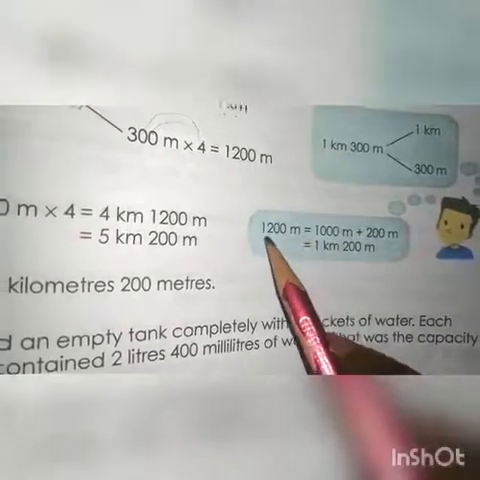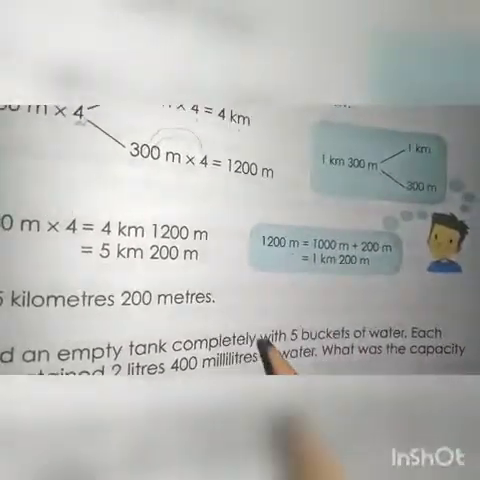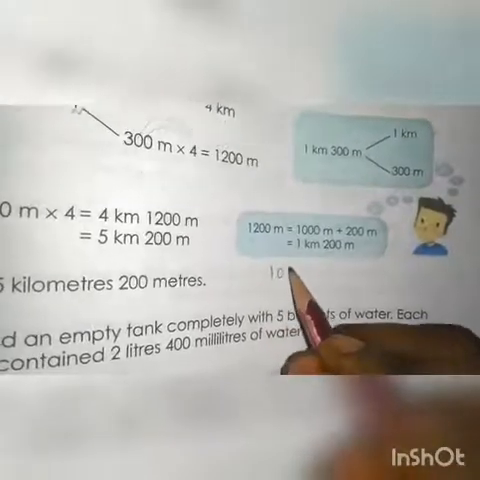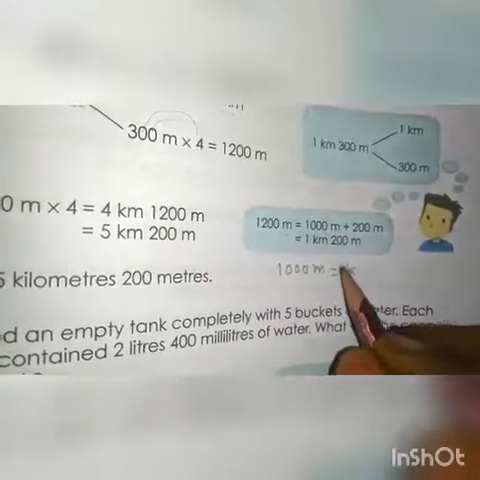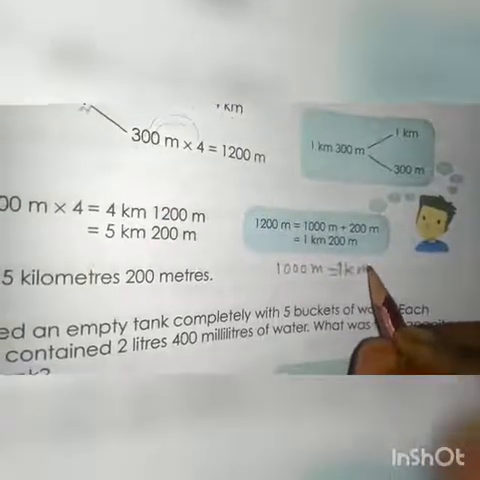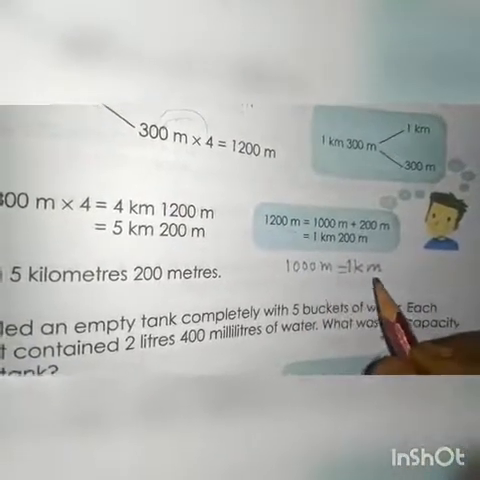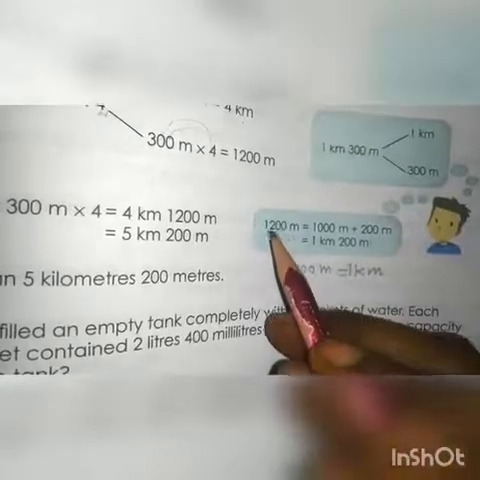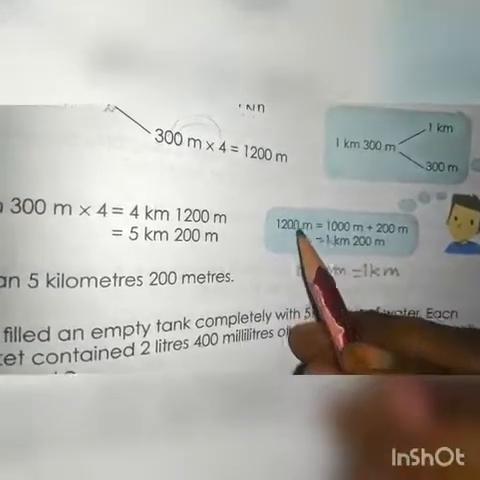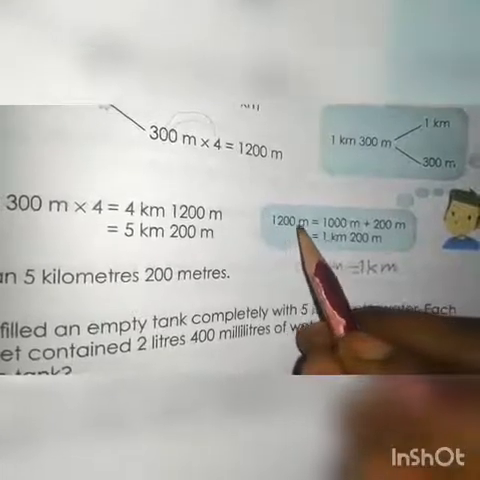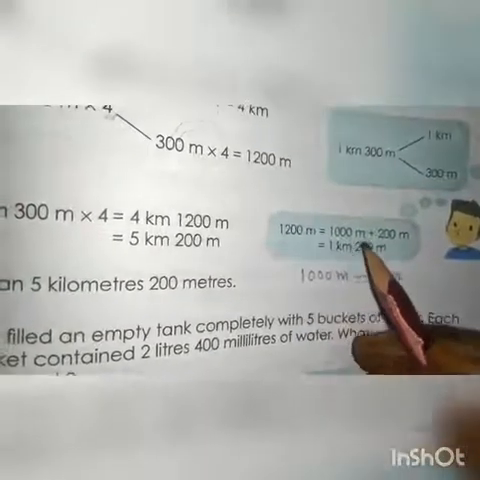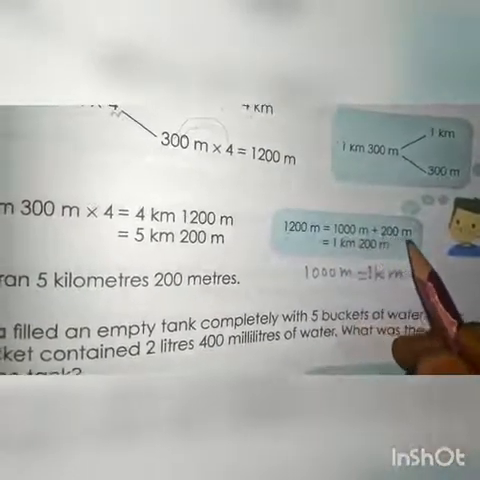If the meter reaches 1000, then 1000 meter is equal to 1 kilometer. So here 1200 meter is there. We can separate this as 1000 meter plus 200 meter. We have to separate it.